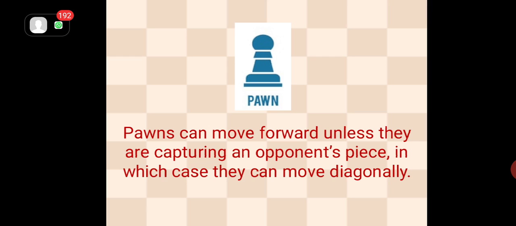Again, I am telling you about the pawn. Pawns can move forward unless they are capturing an opponent's piece, in which case they can move diagonally. The pawn can advance 1 square at a time, except at the beginning of the game, when it can advance either 1 or 2 squares. It captures opposing pieces diagonally. Okay, now coming to the next point.